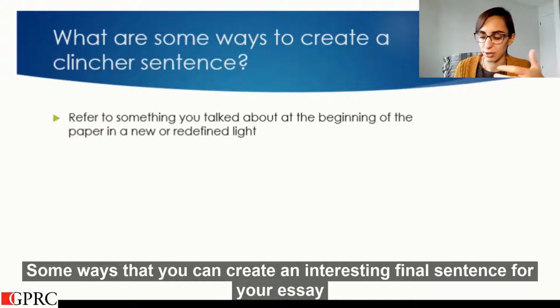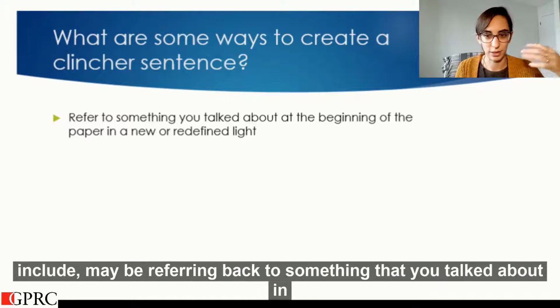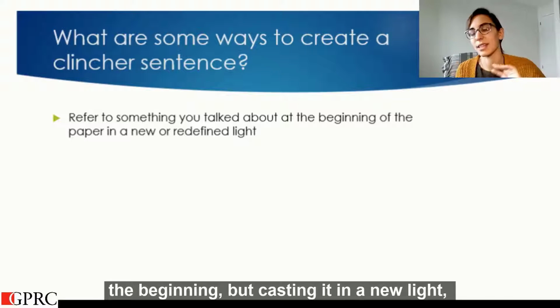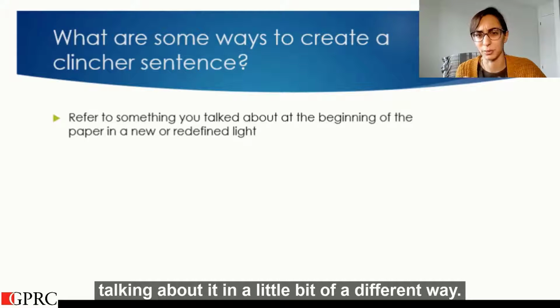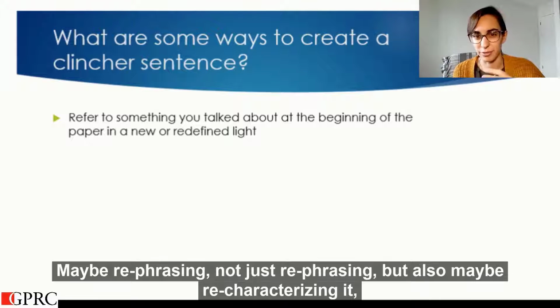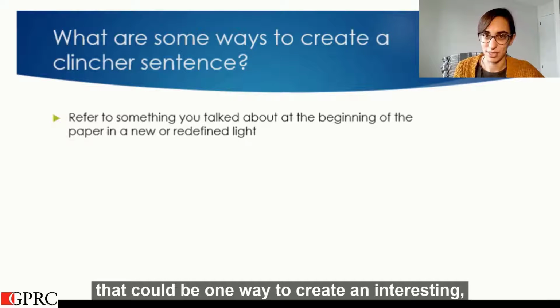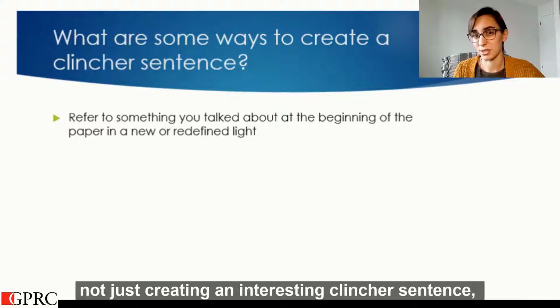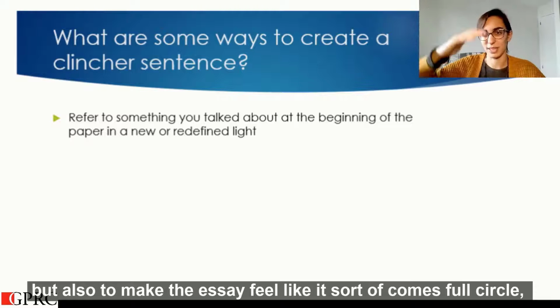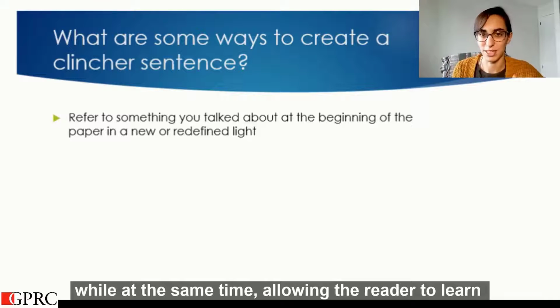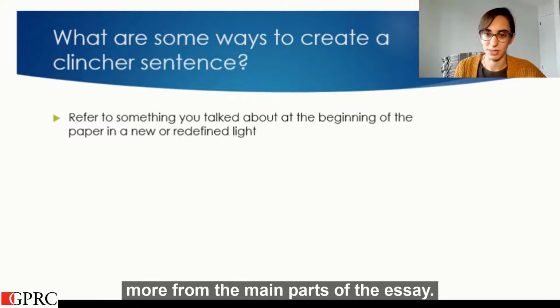So some ways that you can create an interesting final sentence for your essay include maybe referring back to something that you talked about in the beginning, but casting it in a new light, talking about it in a little bit of a different way, maybe not just rephrasing, but also recharacterizing it, showing it in a new way in light of the examples you've discussed. That could be one way to create an interesting clincher sentence, but also to make the essay feel like it's sort of come full circle, while at the same time allowing the reader to learn more from the main parts of the essay.